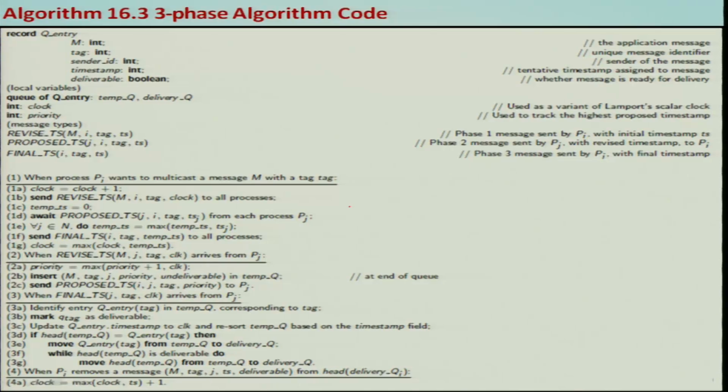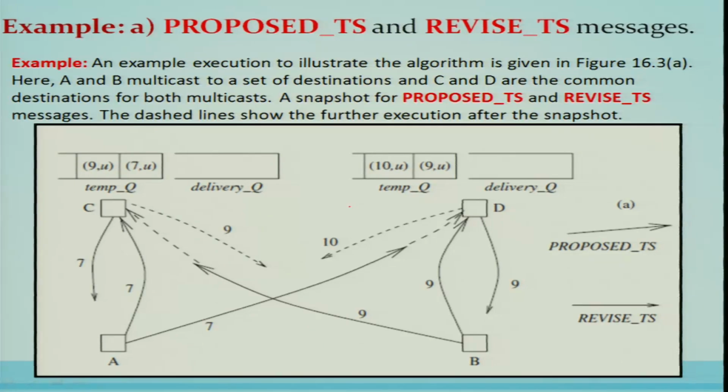So, this particular code I have already explained, and let us go through the illustrative example for the working, or the execution, of that three-phase algorithm. Now, here you can see that site A and site B want to send a message to those two replicas C and D. So, A will send with a tag 7 the message to D, and B will send with a tag 9 to C.